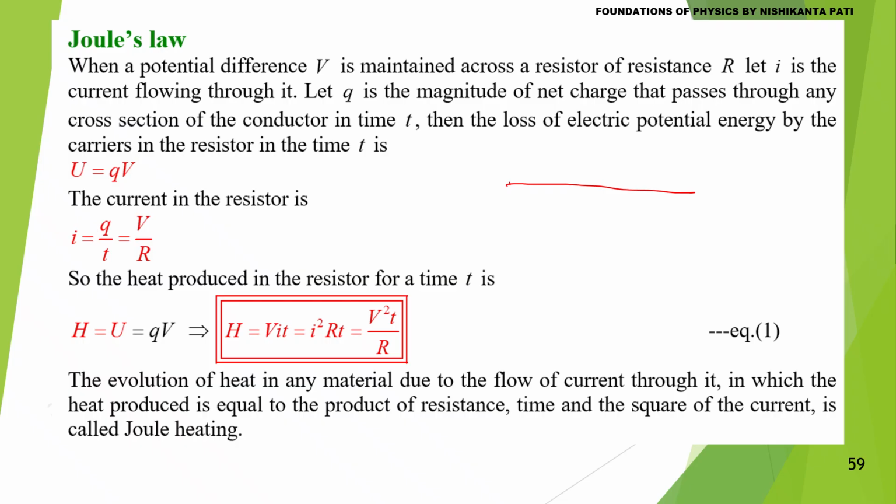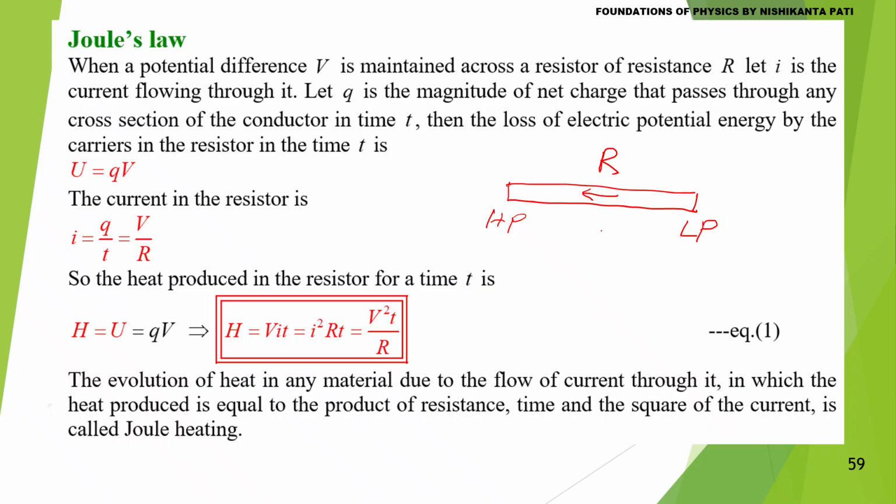Let this be a conductor having resistance R. This is high potential, this is low potential. Free electrons move this way, from low to high. We can say electrons move from low potential to high potential, or negative charge flows from low potential to high potential, or positive charge flows from high potential to low potential. Anyway, let us use the positive charge flowing from high potential to low potential.